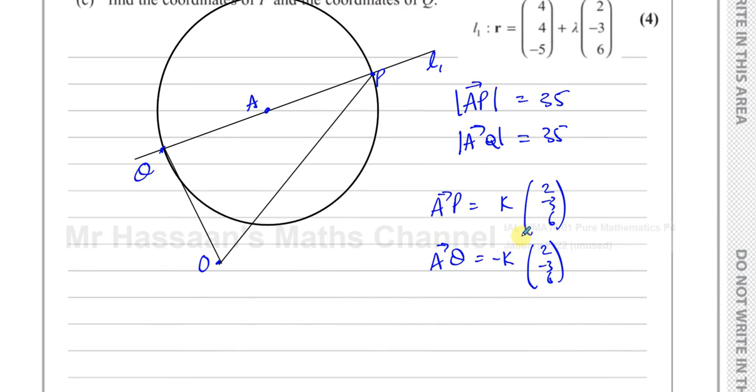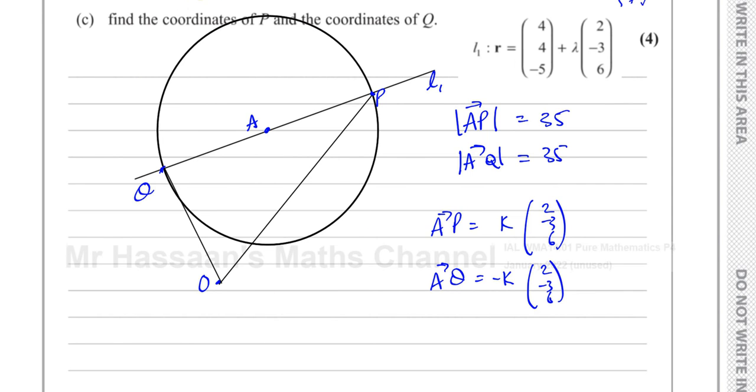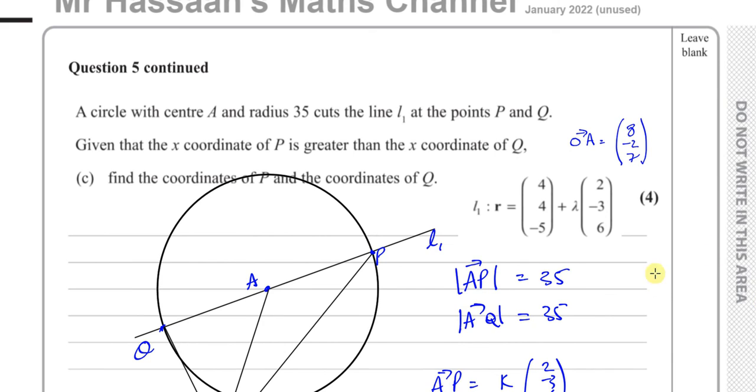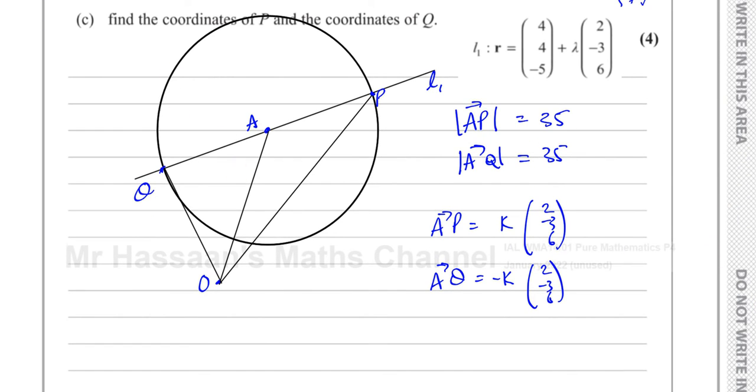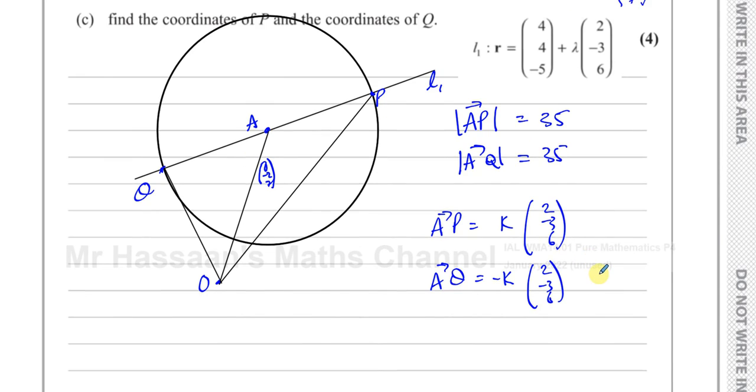Okay, so if I can find that value of k, I can find O to P, because I already know what O to A is. We already found the position vector of A, which is (8, minus 2, 7). So I know this vector is (8, minus 2, 7). I need to find what the value of k is. Now I know I can do this in 2 ways. I think the easiest way for us to do it is to work out exactly what the vector from A to P is.